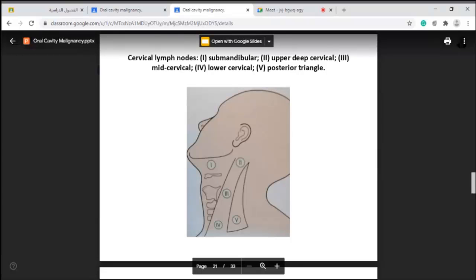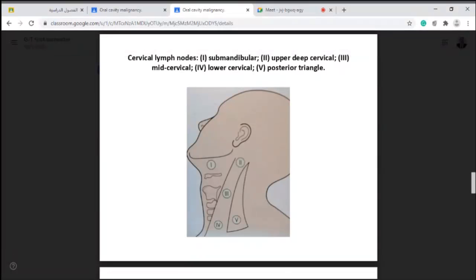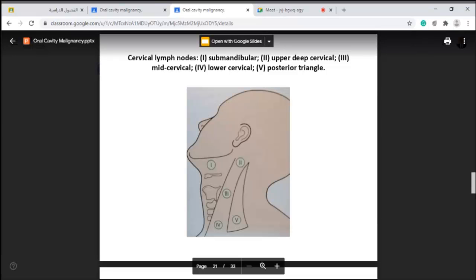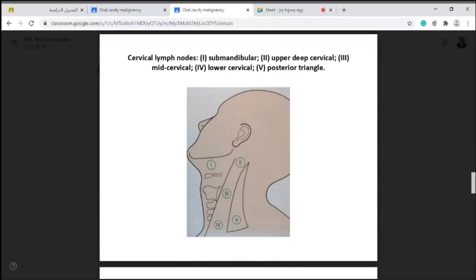This is the sternocleidomastoid muscle. Sterno means sternum, cleido means the clavicle, and mastoid means the mastoid process in the skull. So the sternocleidomastoid muscle divides the neck into anterior triangle and posterior triangle. It is a very important landmark in the examination of the neck of the patient.